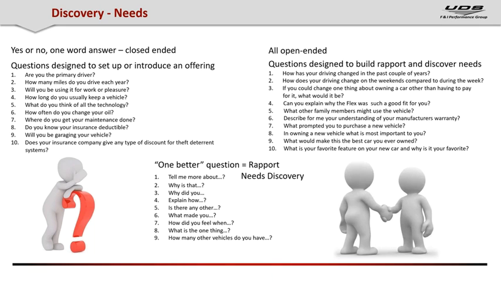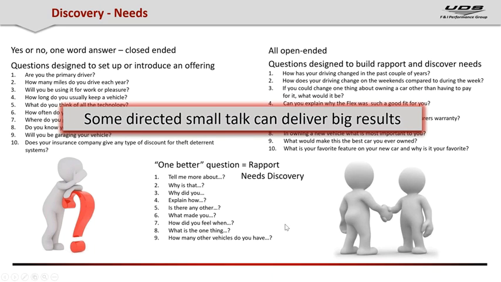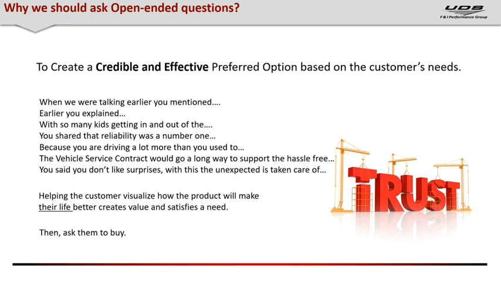So, let's review. Some directed small talk can make a big difference in your product enrollment. You know, when people see a need, they want it. Then the next good thing is, the next time they come in, it's one of those things that they ask for. So, to create that more credible, effective preferred option, use those open-ended questions we were just talking about. And those one better questions.